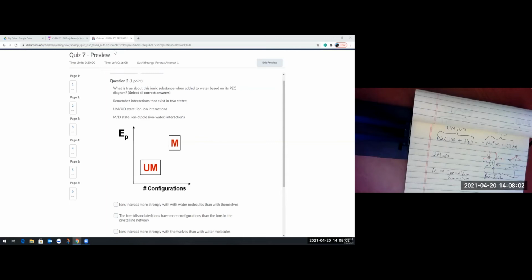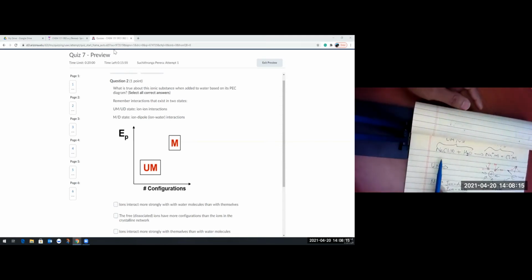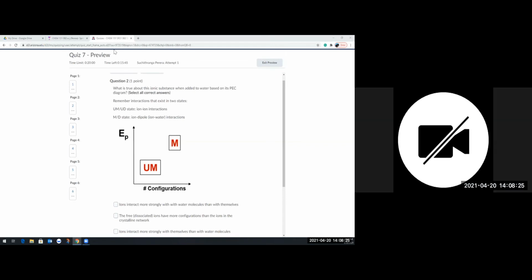What about the unmixed state? What do we have in the unmixed state? Do we have any other interactions that we haven't mentioned in the unmixed state? Sodium chloride, what kind of a compound is it? Ionic. Thank you. It's an ionic compound. Okay, much better.